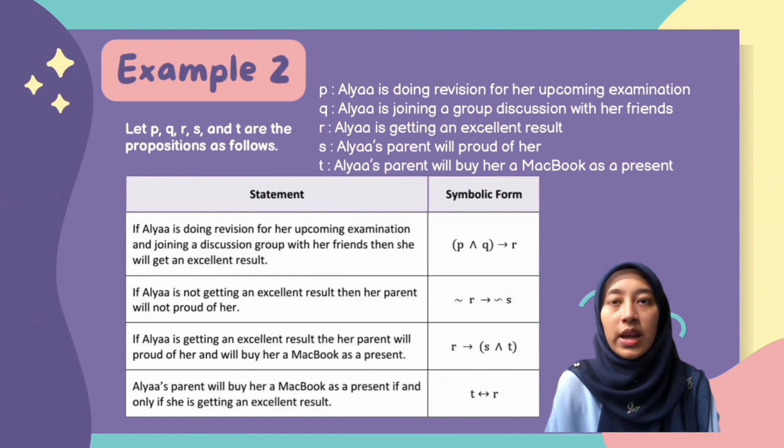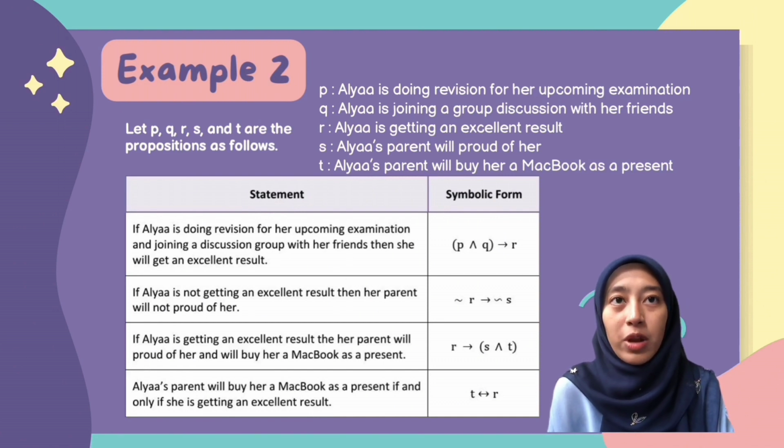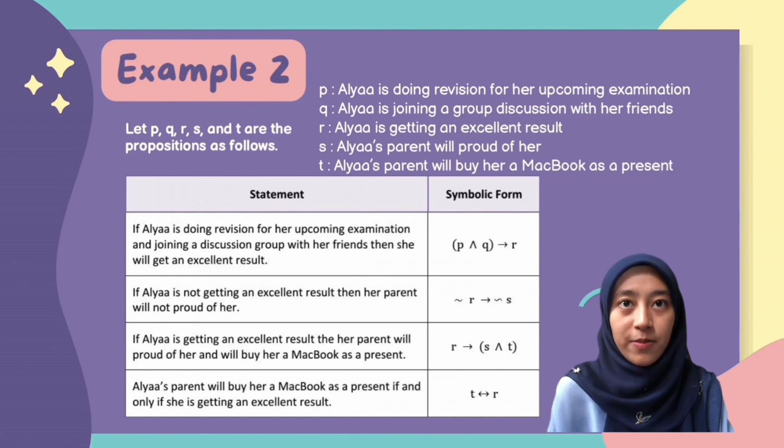Example 2. Let P, Q, R, S, and T be the propositions as follows. P, Alia is doing revision for her upcoming examination. Q, Alia is joining a group discussion with her friends. R, Alia is getting an excellent result. S, Alia's parents will be proud of her. And T, Alia's parents will buy her a MacBook as a present.